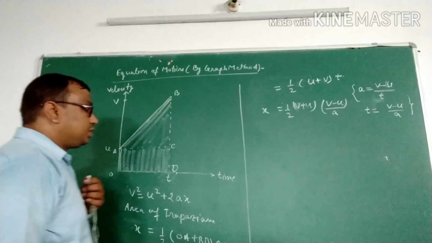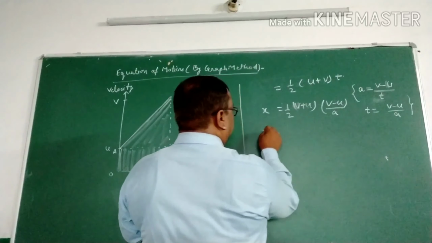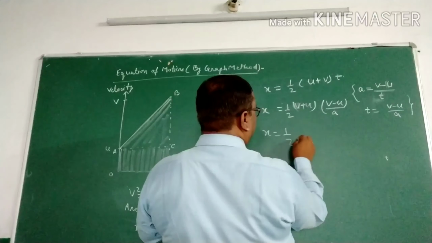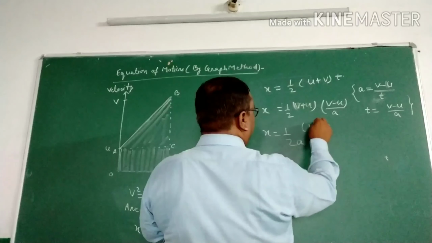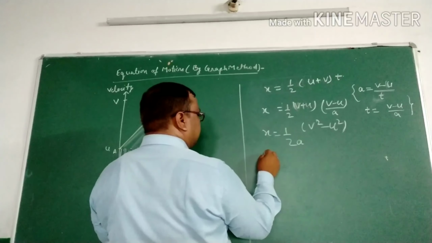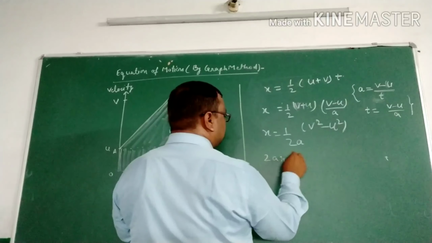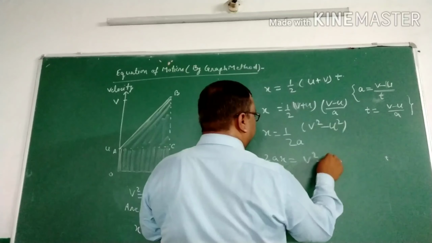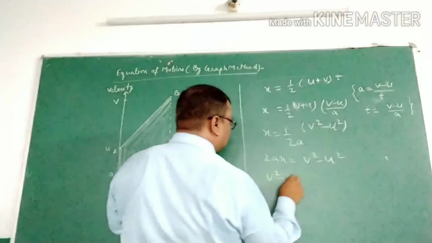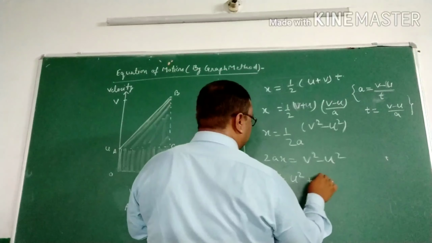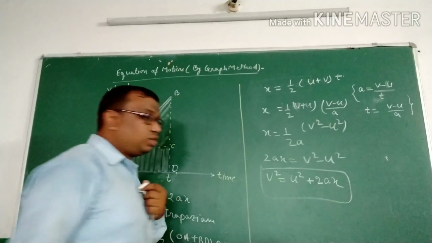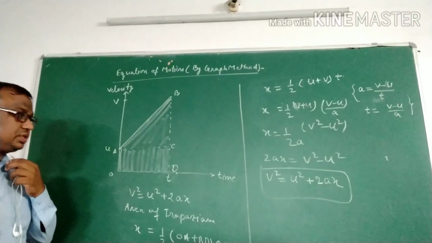Okay? Total displacement. So X is equal to half a, here is V square minus U square. So by multiplying it, 2ax is equal to V square minus U square. From here V square is equal to U square plus 2ax. Clear, student? It is your third equation.